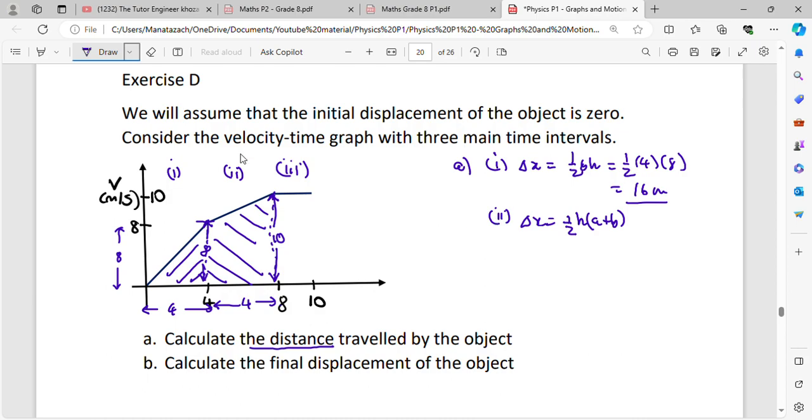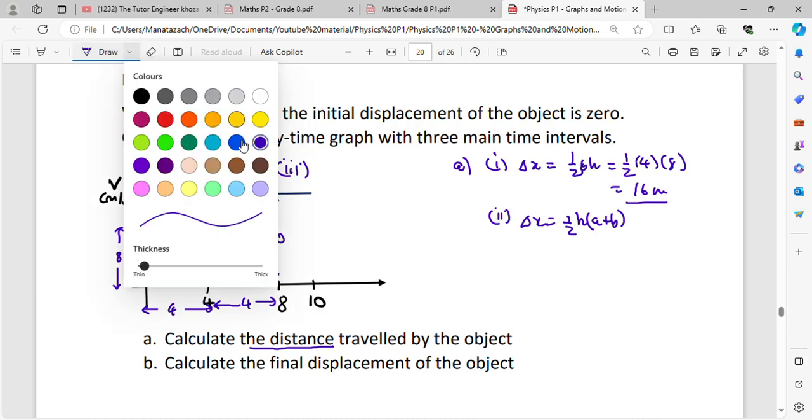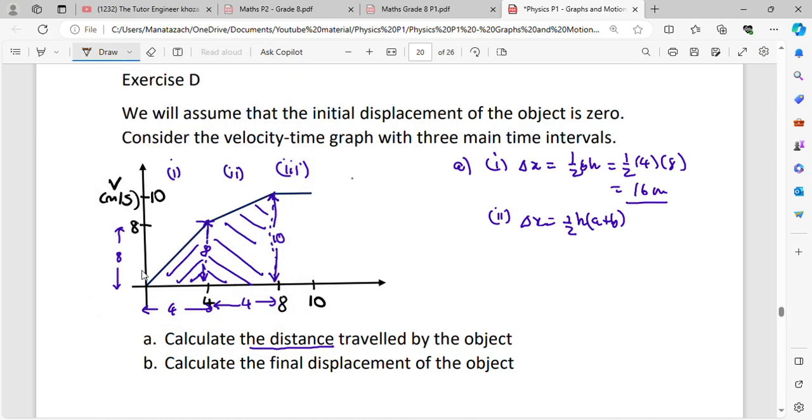Okay, now let's change the color. I want you to notice something. Let's choose color brown. This is your A, and this is your B distance, and this is your H, right? So you say here half height, which is 4, your A is 8 plus your B is 10. So you'll have, in fact, 4 divided by 2 is 2. 8 plus 10 is 18. 2 times 18 is 36 meters.